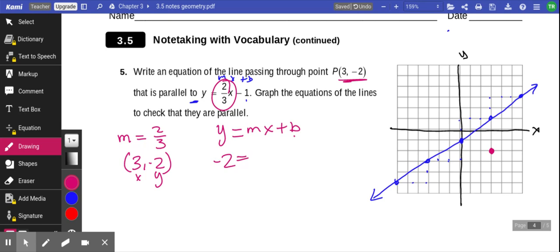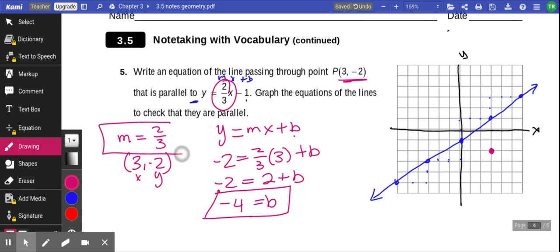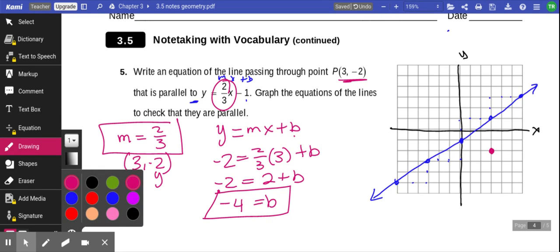So -2 equals 2/3 of x, which our x is 3, plus b. So -2 equals 2 plus b, and so b equals -4. So now I know my b is -4. I know my m. So the equation of my line is going to be y equals 2/3 x minus 4. And in fact, if I go down to -4 and I go up 2/3, I get to that point. So I know I did it correctly. The other method you could do, if you forgot, you can always plot this point and do the slope, and then you'd find that y-intercept. That would work too.